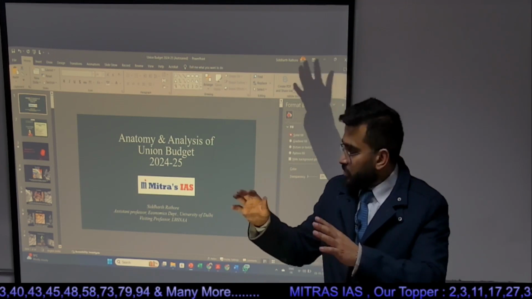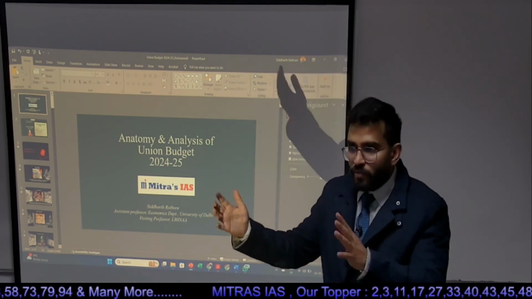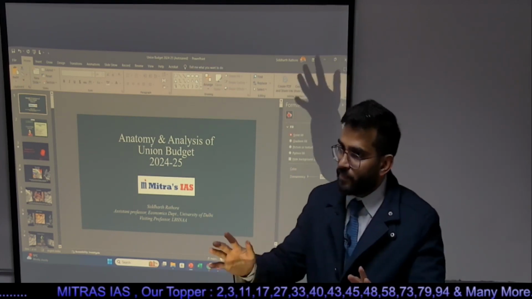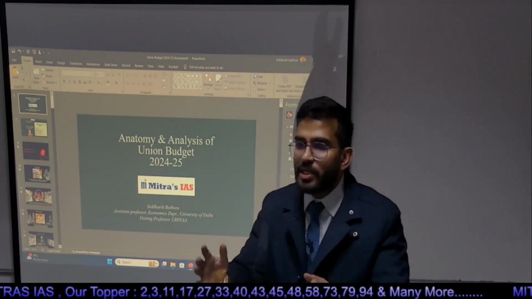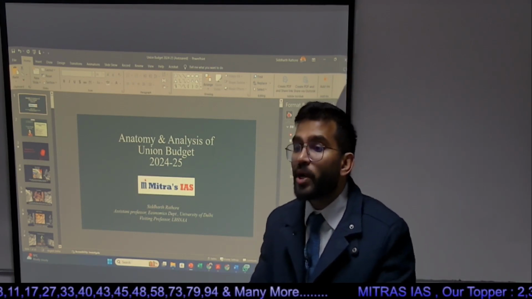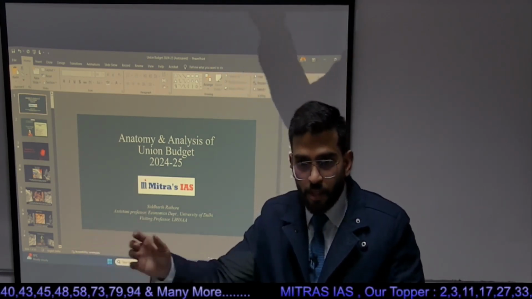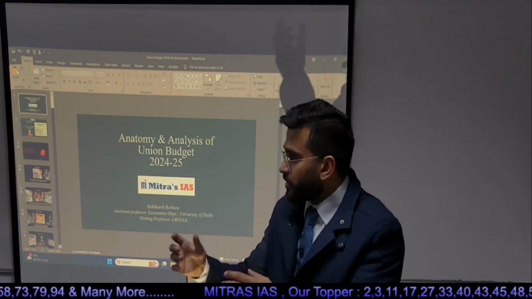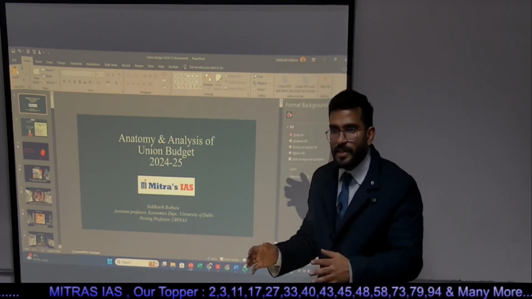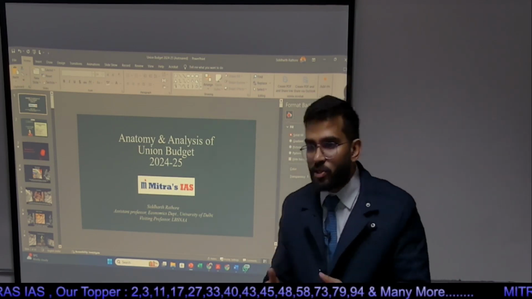The structure of the budget has been there for the last 50 years. 50 years ago also the budget was the same, the structure was the same. It's just that in the last 3-4 years, if you see the orientation of the government, it has become much more capital expenditure oriented. So that kind of methodology has come. Now, we'll try to unravel all these things, and finally we'll talk about what this year's budget talks about.